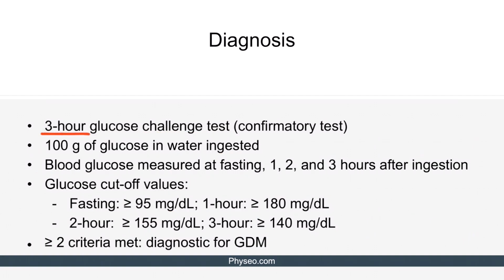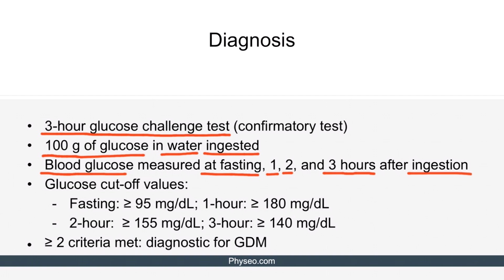Now we'll review the 3-hour glucose challenge test, which is a confirmatory test for GDM. 100 grams of glucose is dissolved in water and then ingested by the patient. The blood glucose is measured when the patient is fasting and then 1, 2, and 3 hours after ingestion. Glucose cutoff values for this test are greater than 95 for fasting glucose, greater than 180 for 1 hour, greater than 155 for 2 hours, and greater than 140 for 3 hours. If 2 or more of these 4 criteria are met, then the diagnosis of GDM is confirmed.